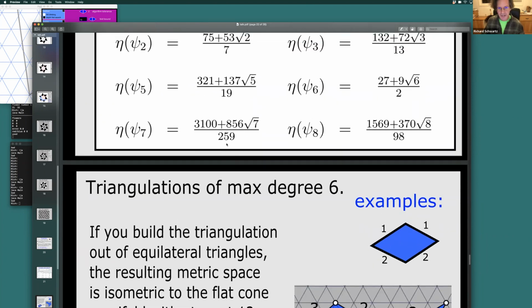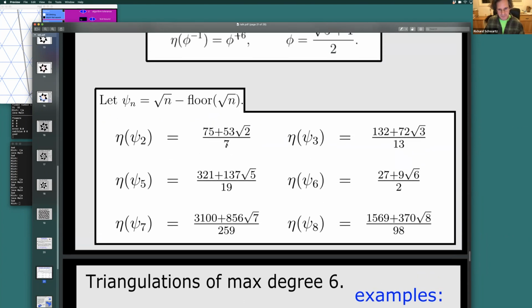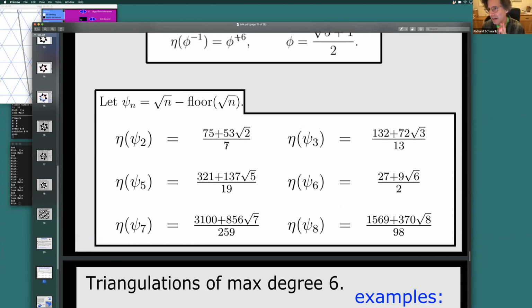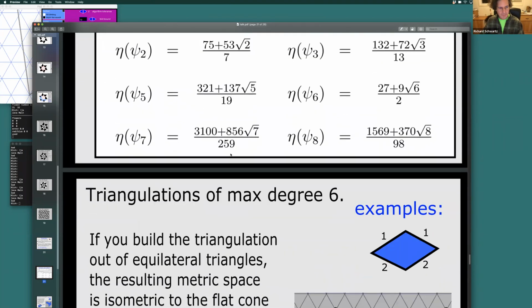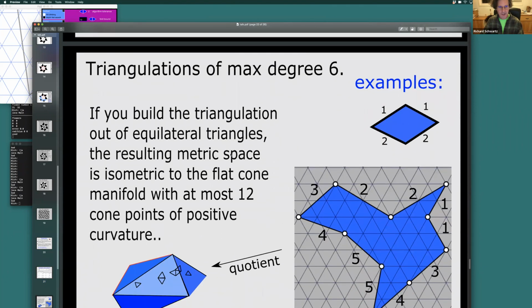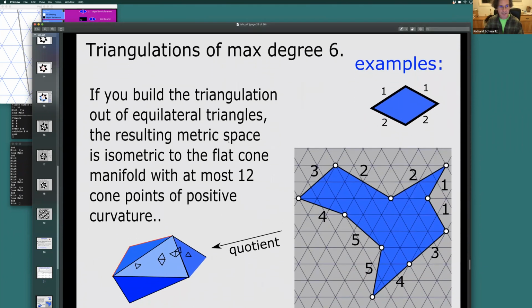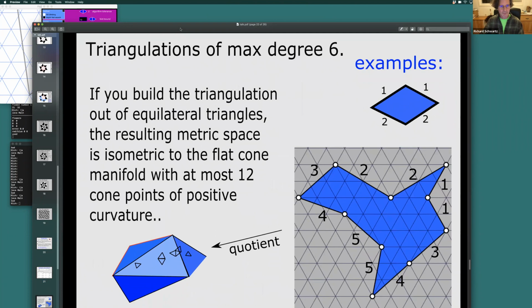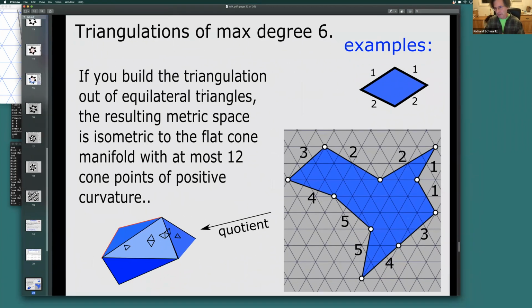Okay, so in the last, I guess, 17 minutes, this is a particular kind of triangulation. Now I'm going to talk about slightly more general things. So I'm going to talk about triangulations of maximum degree 6. The previous ones were examples, but now this is more general.